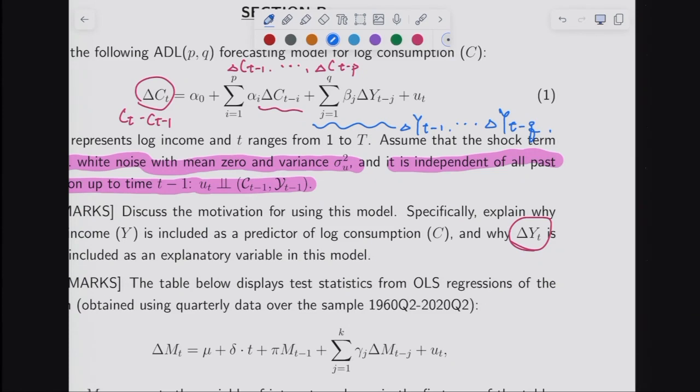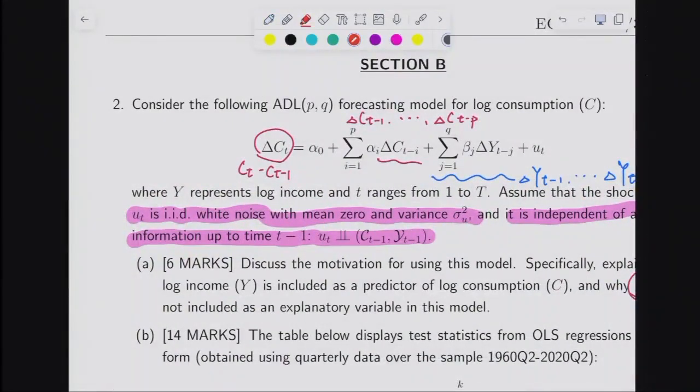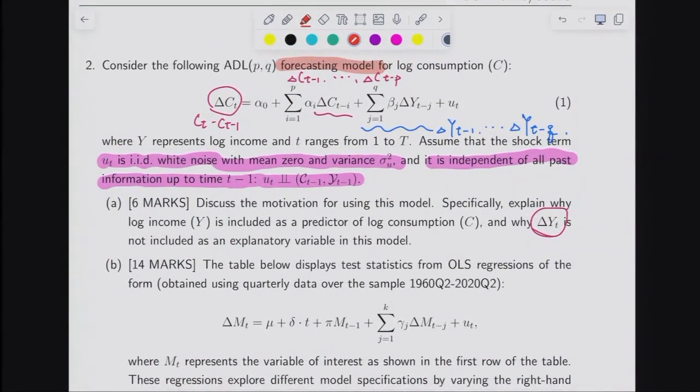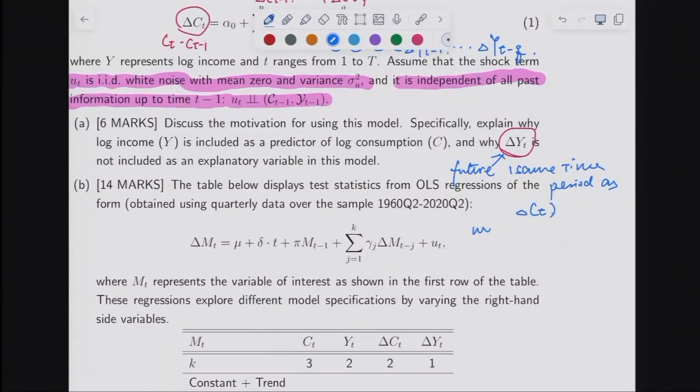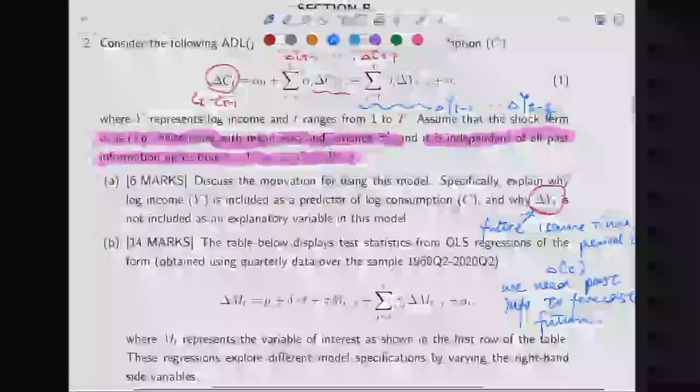Why? If we go back and read the first sentence, this is a forecasting model. We want to forecast the future. The delta YT obviously happens at the same time as delta CT. That is in the future. We can only use the past to forecast the future, but not use the future to forecast the future itself. Therefore, the delta YT is excluded because it's in the same time period as delta CT, and we need past information to forecast future values. So basically this is just a logical question. Why should we include or not include something just because we want to predict the future?